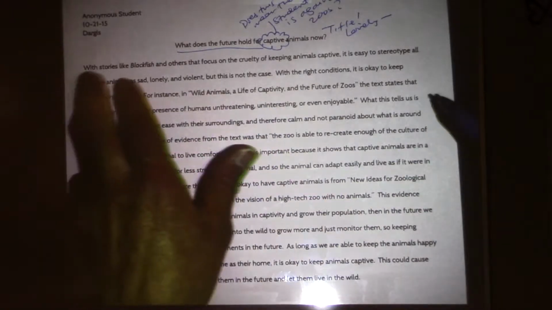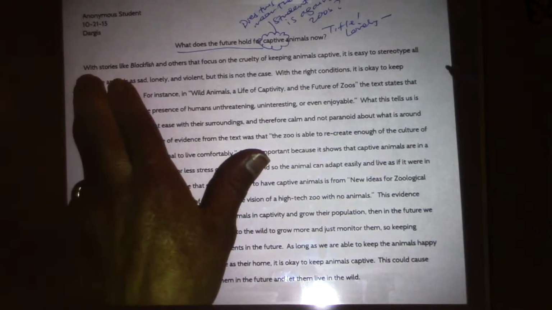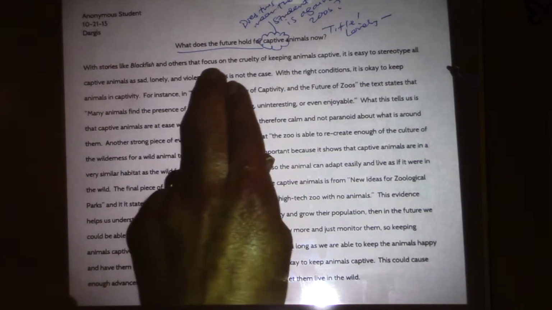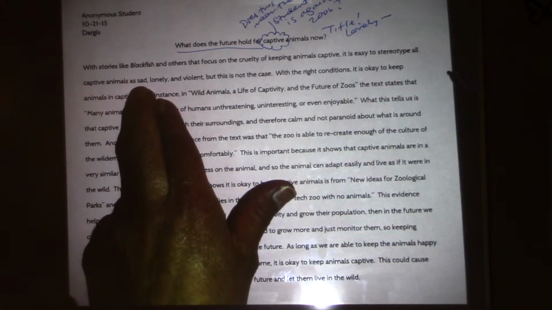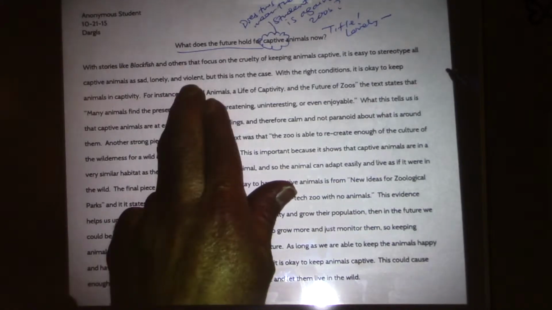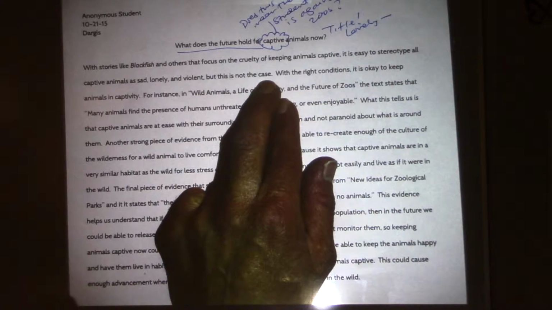And then when I start looking in here, I'm just going to read it aloud, and then you guys just follow along. With stories like Blackfish and others that focus on the cruelty of keeping animals captive, it is easy to stereotype all captive animals as sad, lonely, and violent. But this is not the case.